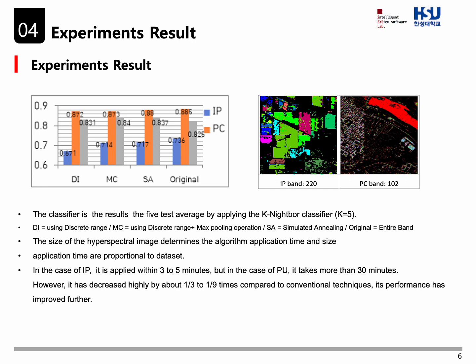The size of the hyperspectral image determines the algorithm application time and the file size. Application time is proportional to data. In the case of Indian Pines, it is applied within 3 to 5 minutes, but in the case of Pavia University, it takes more than 30 minutes. However, it has a discrete range, taking about 1/3 to 1/9 of the time compared to conventional techniques. Its performance has improved further.